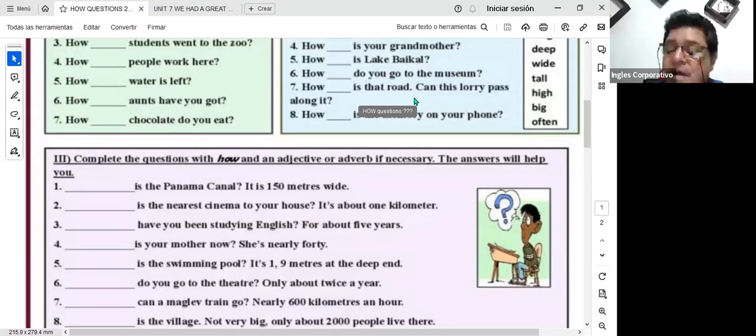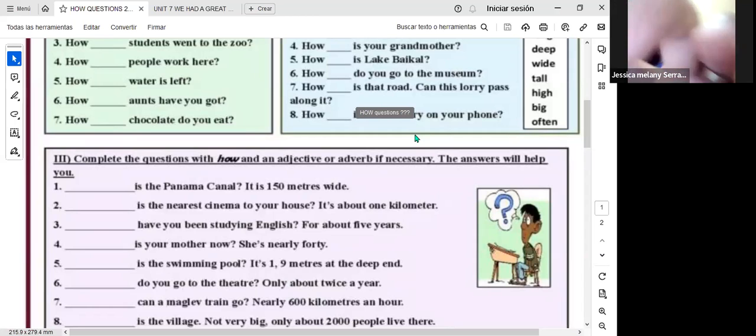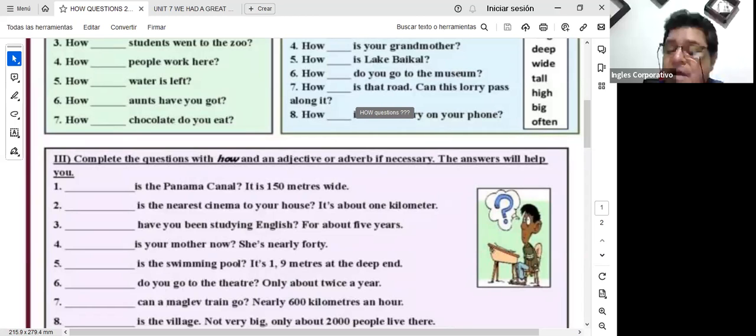And number eight is how big is the memory on your phone? Okay, now. How long, how deep, how wide, how tall, how high, how big.